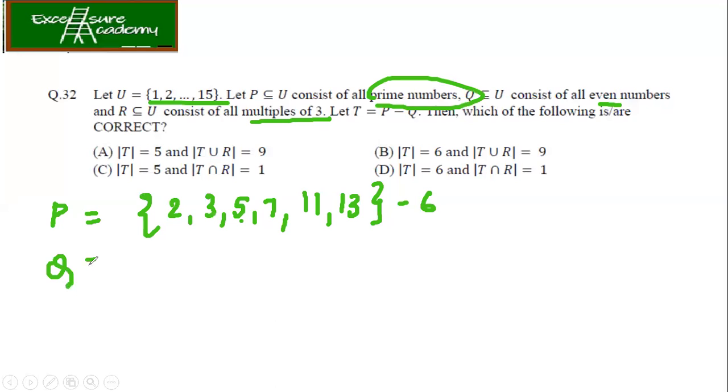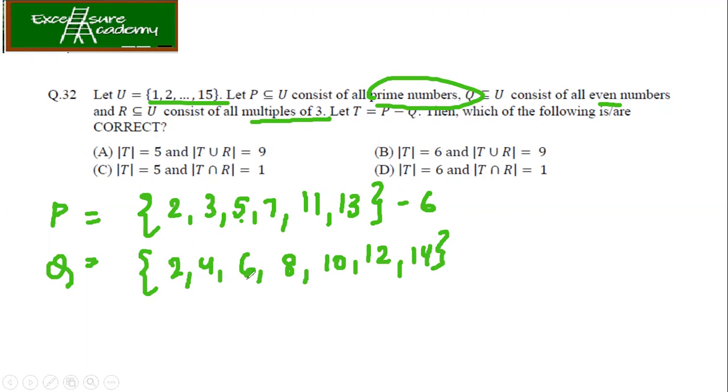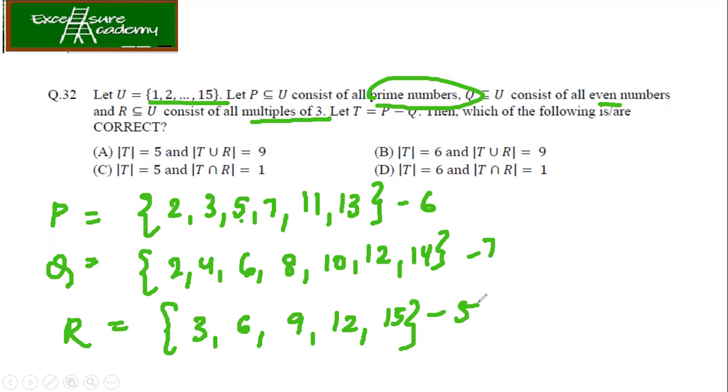Now Q is all your even numbers from 1 to 15. So 2, 4, 6, 8, 10, 12, and 14. How many are there? Again, 7 elements are there. Next is R, which consists of multiples of 3: 3, 6, 9, 12, and 15. So how many are there? Over here, 5 elements are there.